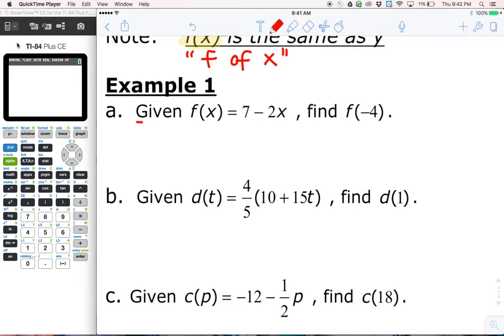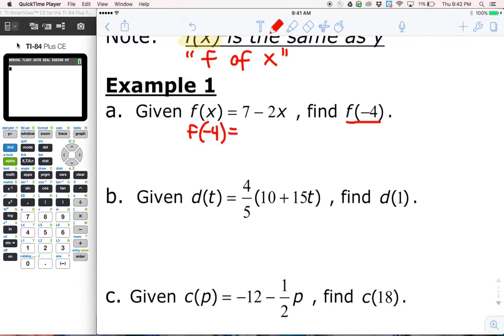So we're given that f of x is equal to 7 minus 2x. Remember, this is another way of saying just y is equal to this, right? So it's just an equation. What we're going to look at is they want us to find out what is f of negative 4. I'm going to write that right under here. What's f of negative 4?